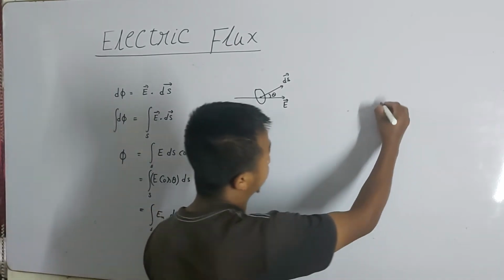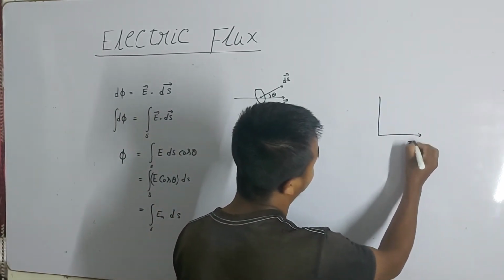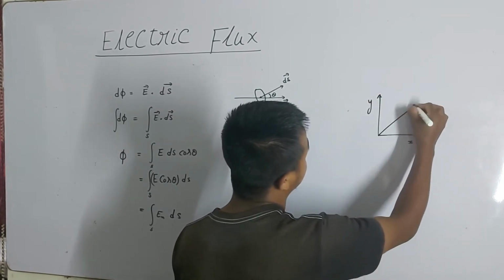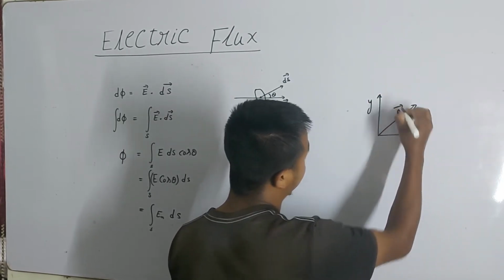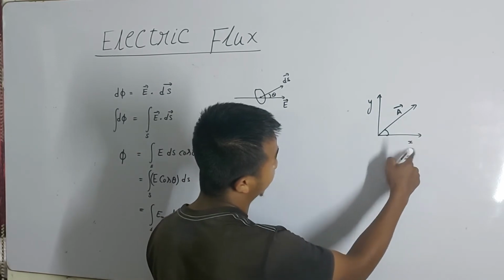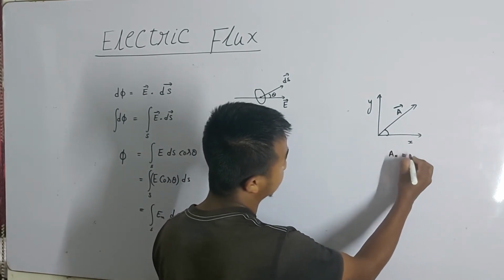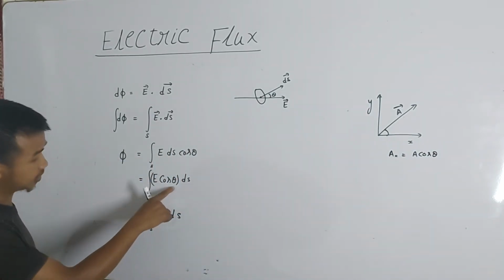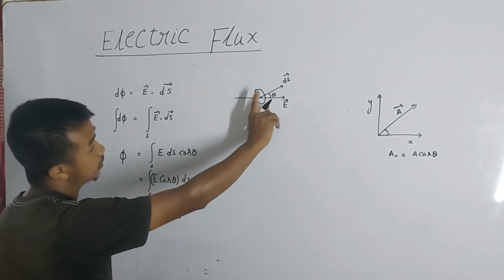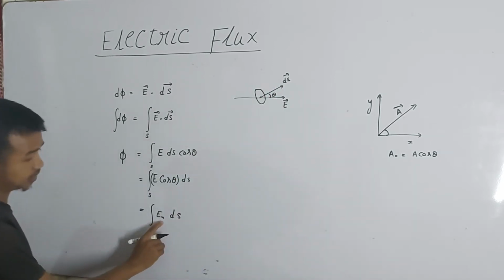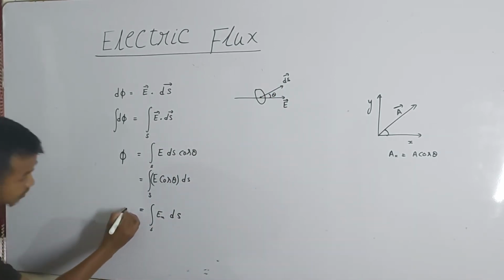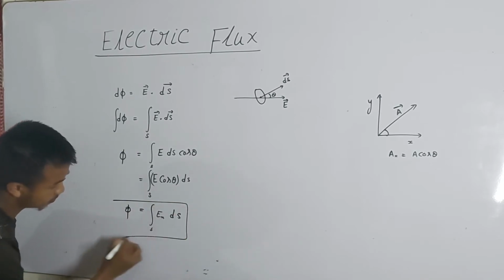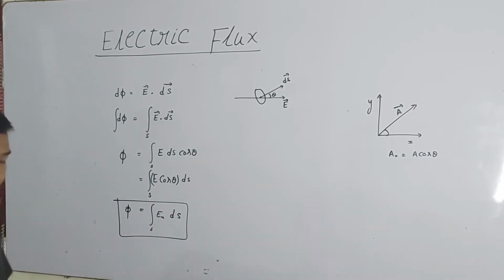Just like the rectangular components of a vector: if you have x and y, and this is a vector A, then what is the component of A along x? So Ax is A cos theta. Similarly, E cos theta is the component of E along ds. So this is En, and this is phi. It should be noted that this phi is a scalar quantity.